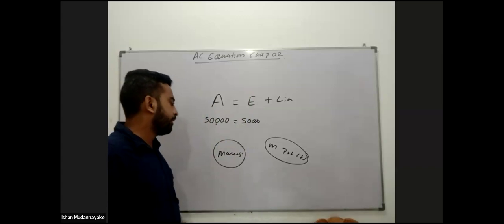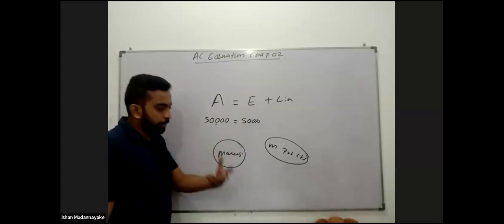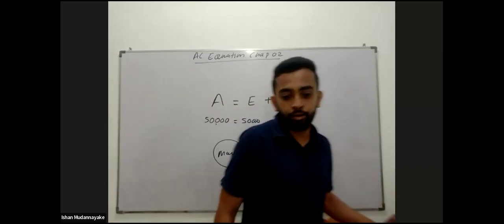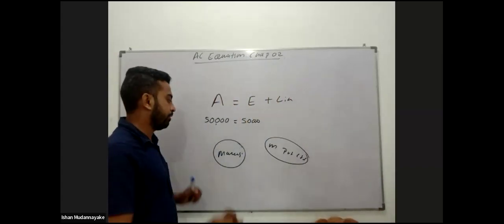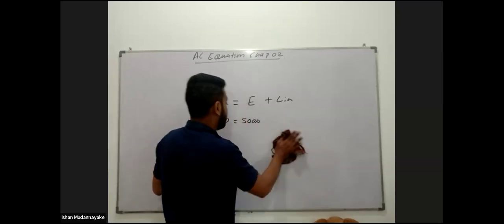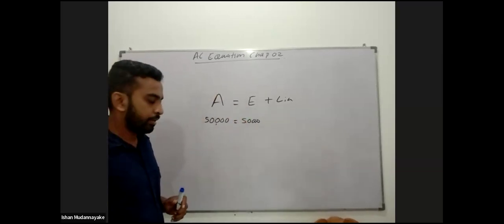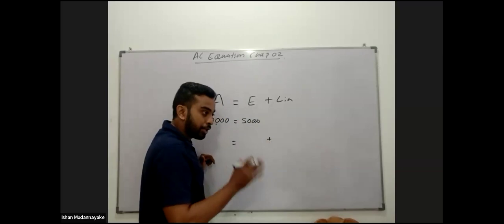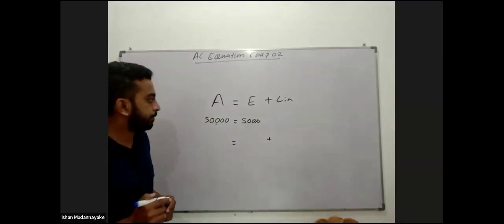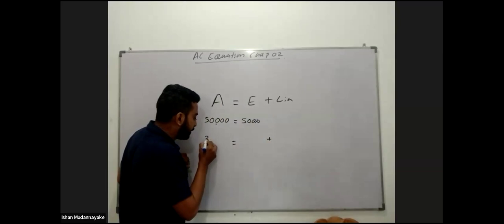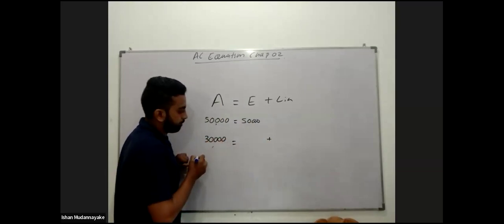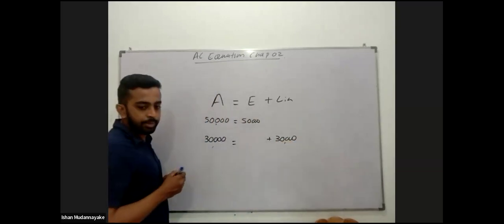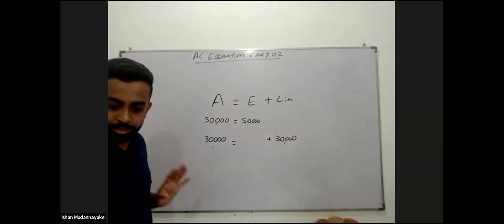Let's say that to continue the business, Manisha, the owner of this business, obtained a bank loan of 30,000. If Manisha obtained a 30,000 bank loan, what will happen? Assets of the business will increase by 30,000, and liability of the business will increase by 30,000.